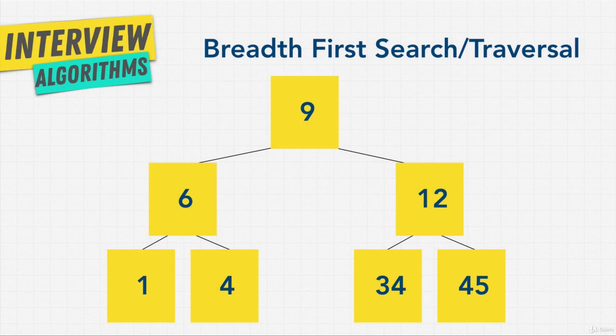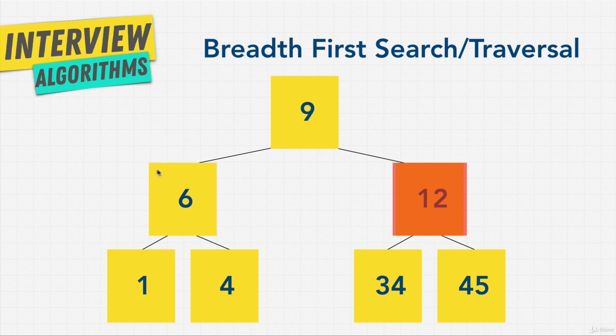Welcome back. Let's start to code our very first algorithm with breadth first search. If you remember, with breadth first search, we have to go from the top, then to the left, and then visit all the nodes in that level. And when I said that it uses a lot of memory, is that when it visits 6 and 12, from there, it's going to go back to 1, 4, then 34, then 45.